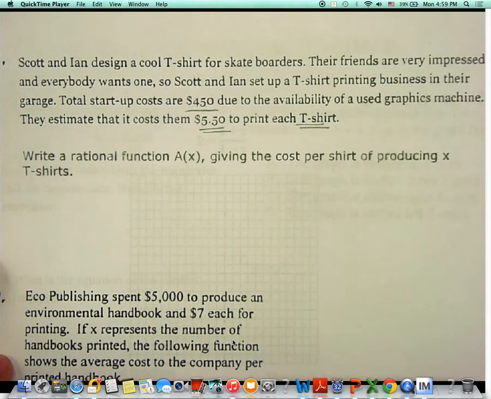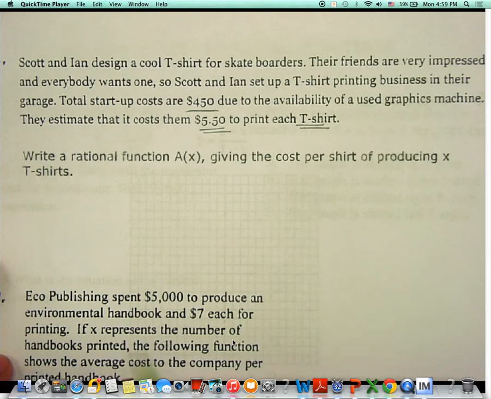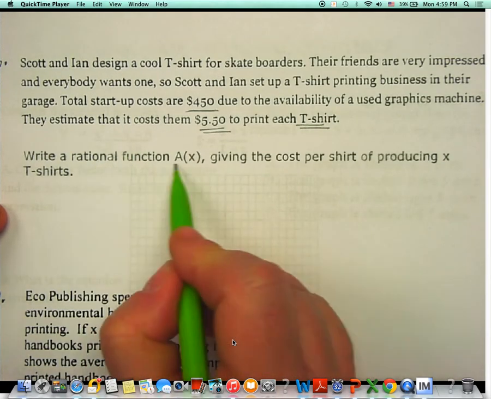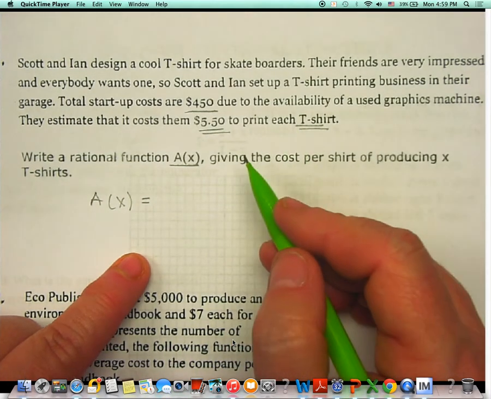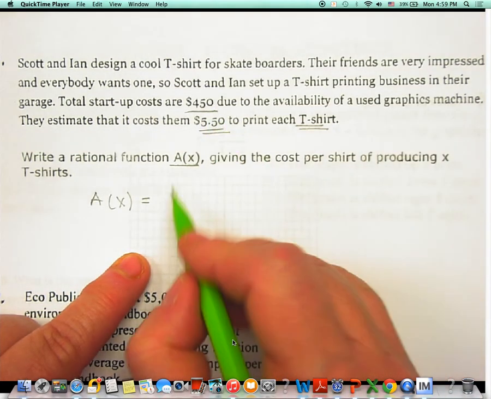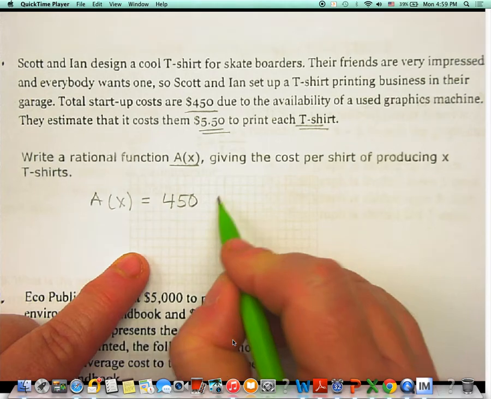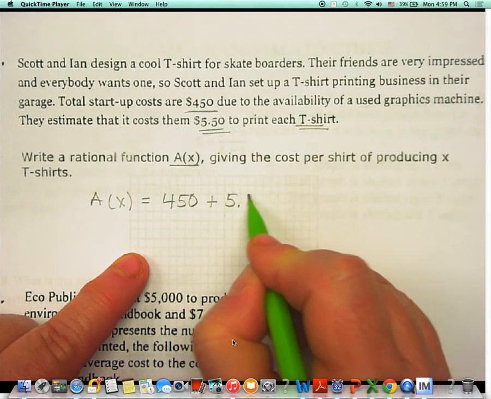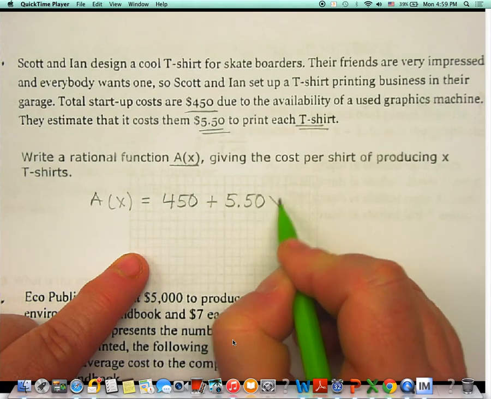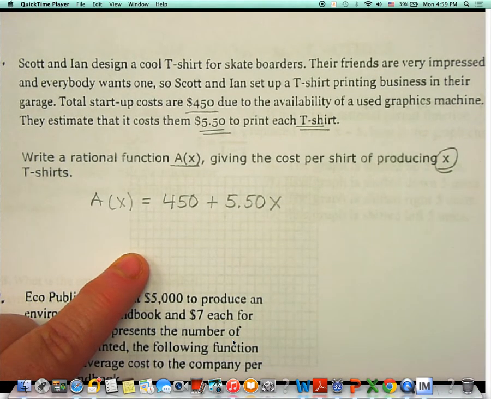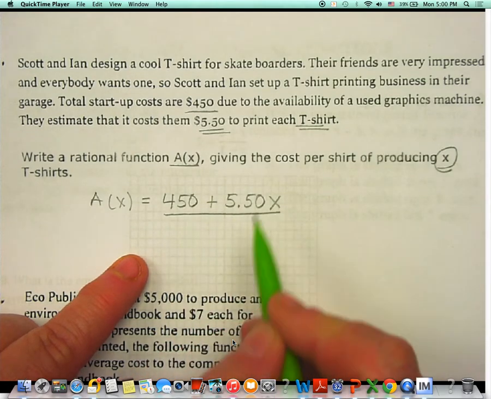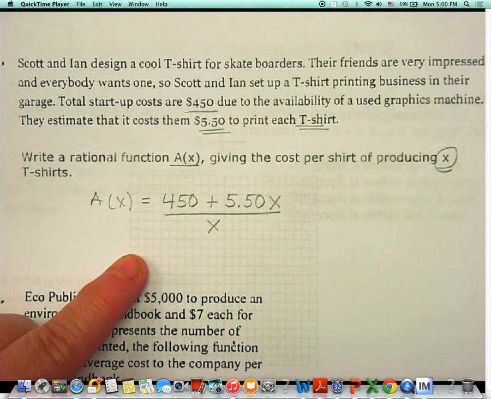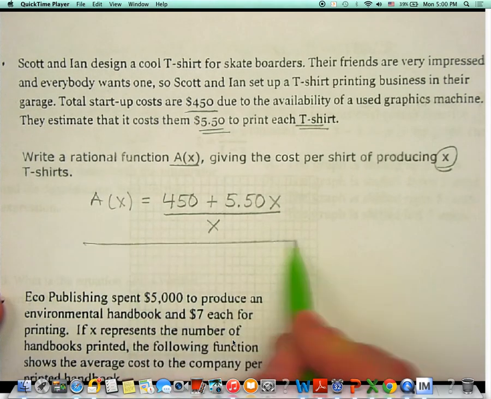Okay, so we want to know how much it costs to produce every shirt, how much it costs per shirt. And it says use A of X as your function, so A of X equals, and how much does it cost to print the t-shirts? Well, it costs $450 as a startup cost, plus $5.50 for each shirt. So we'll let X equal the shirts. So $450 plus $5.50 times X would be how much it costs to print all the shirts. And then if you want to know how much it costs per shirt, then you would divide by the number of shirts. And this would be your answer.